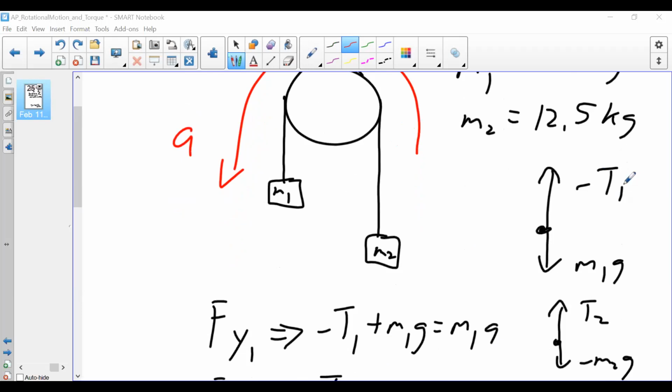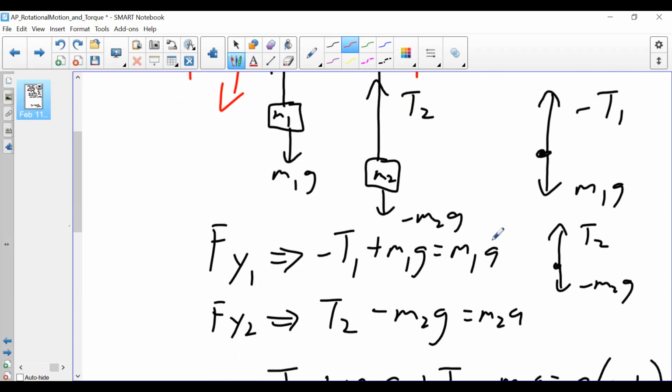Let's do our free body diagrams. This is mass 1, and T1 is going to go up, against the acceleration. M1G is pointing with the acceleration, so that's a positive force. T2 is positive, as we see here. And M2G is negative because it's going against the acceleration. We need to know that in order to write our force equations.